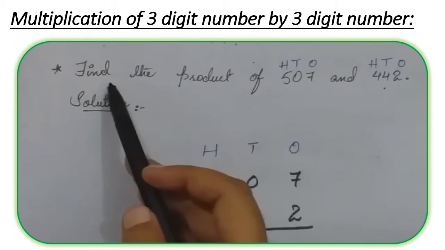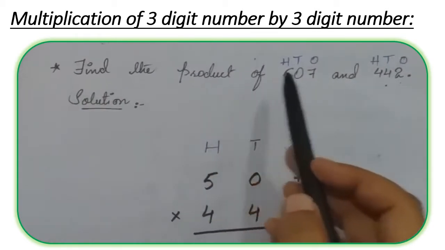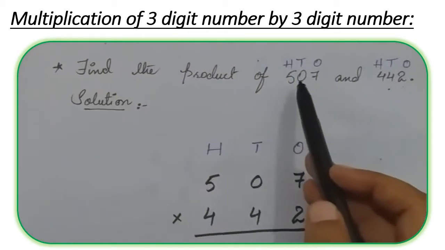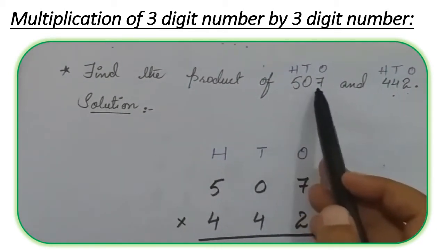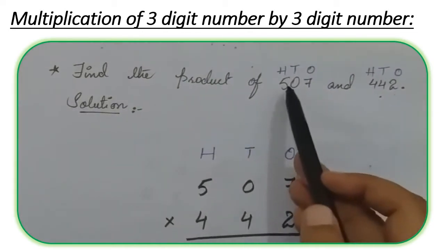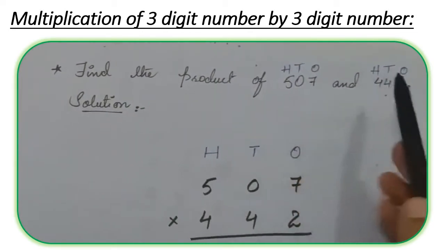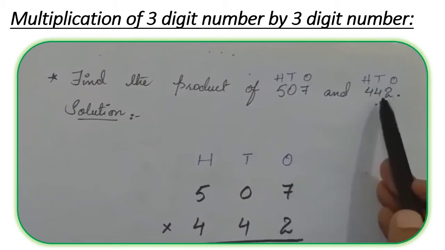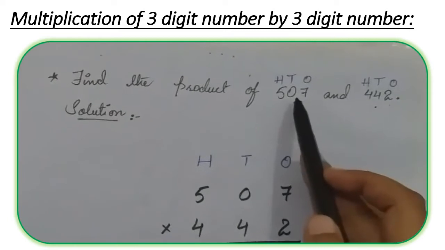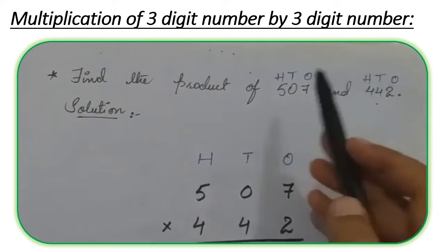Students, in this example we are given: find the product of 507 and 442. In this example 507 is the multiplicand and 442 is the multiplier. You can see in the multiplicand we have 3 digits and in the multiplier we also have 3 digits. So in this example you will learn how to multiply a 3-digit number by a 3-digit number.